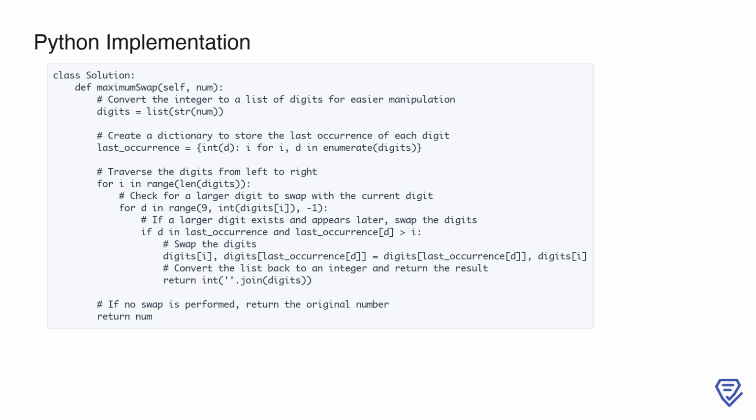3. Iterate through the digits. We loop through the list digits from left to right. For each digit, we check if there's a larger digit in the range 9 down to the current digit that occurs later in the list.